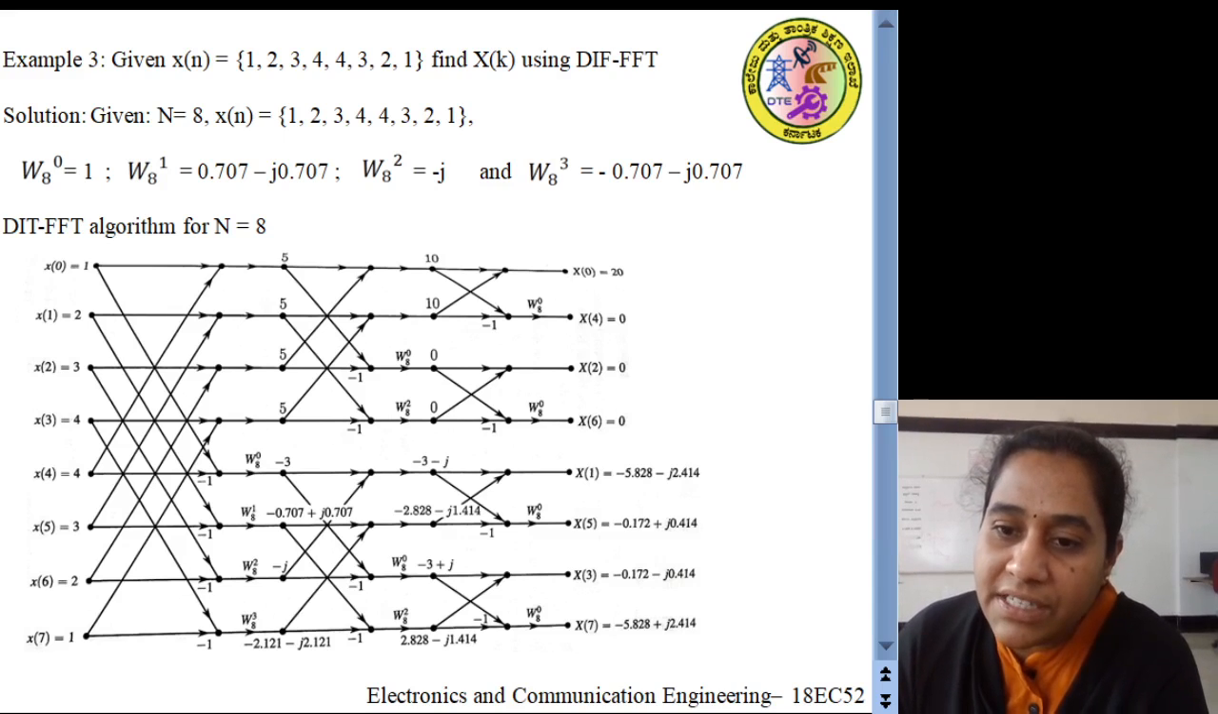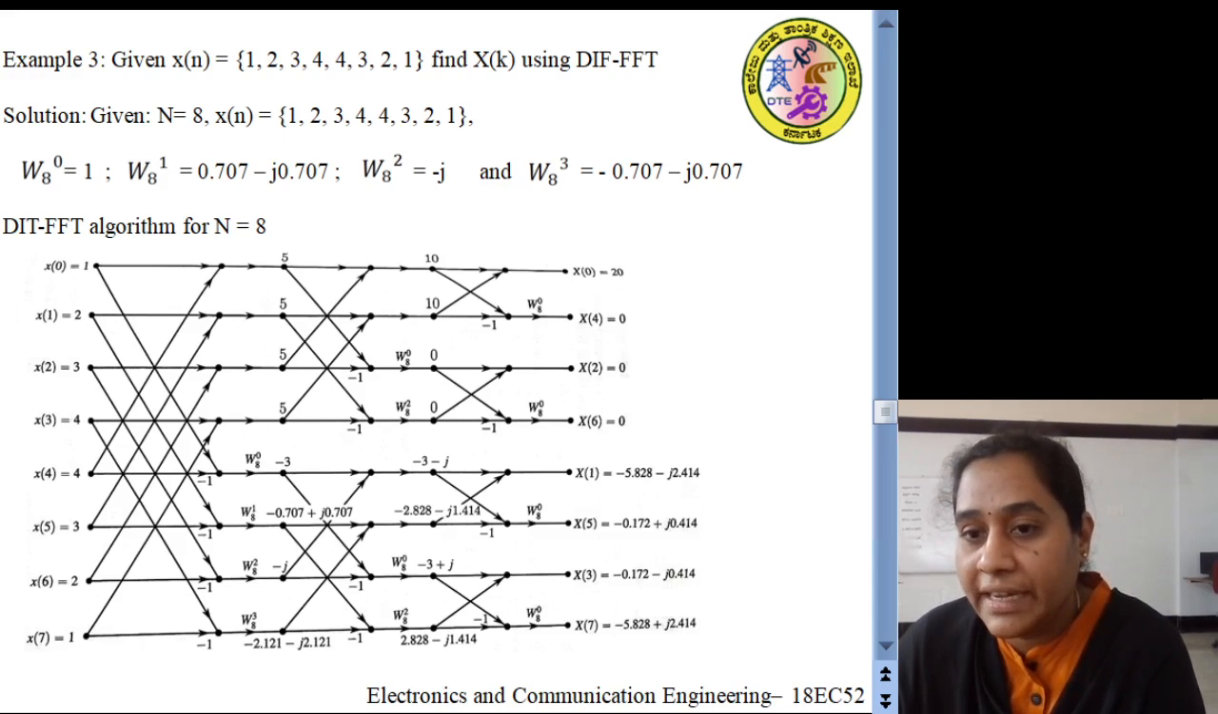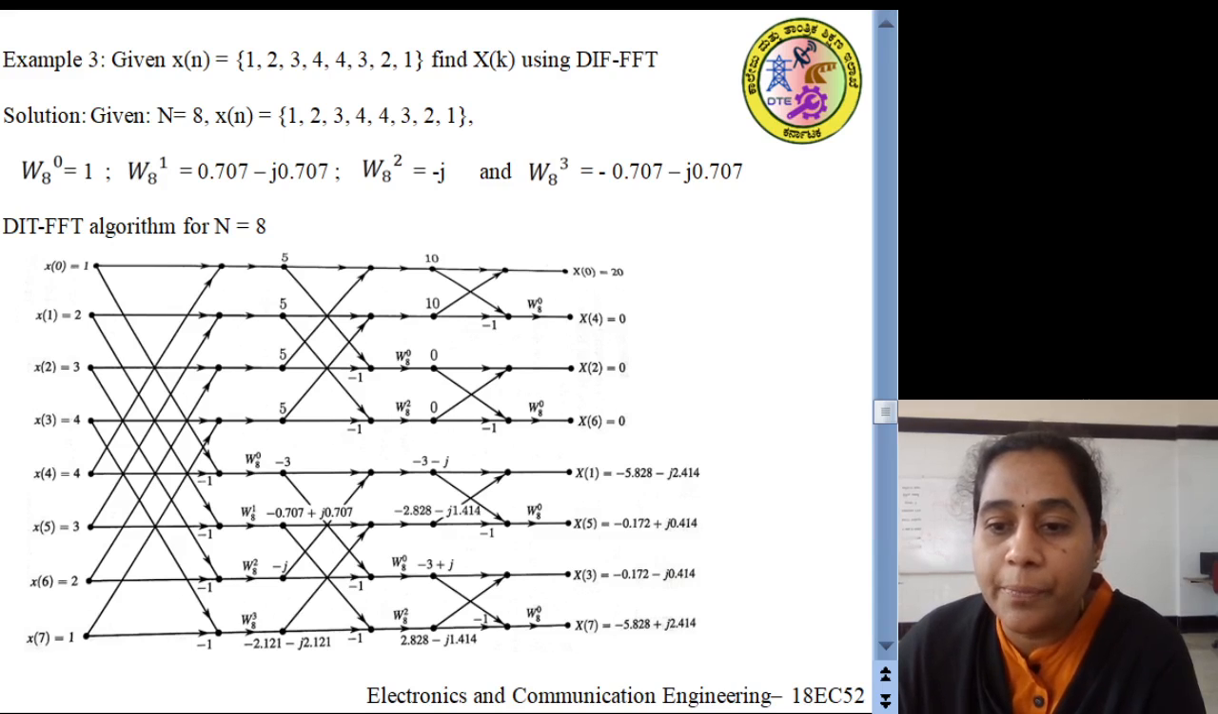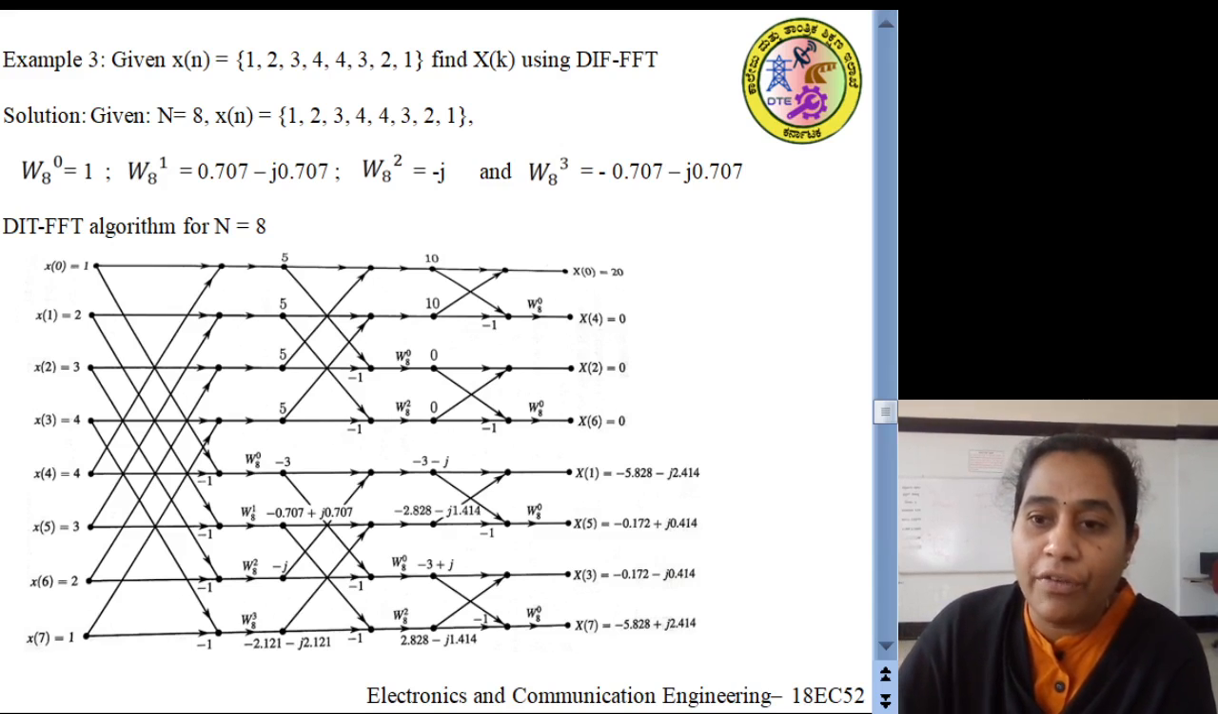And if we perform the third stage of computation, that is the last stage, we get the outputs X of k as X of 0 as 20, X of 4 as 0, X of 2 is equal to 0, X of 6 is equal to 0, X of 1 is equal to minus 5.828 minus j 2.414, X of 5 is equal to minus 0.172 plus j 0.414, X of 3 is equal to minus 0.172 minus j 0.414, X of 7 is equal to minus 5.828 plus j 2.414.